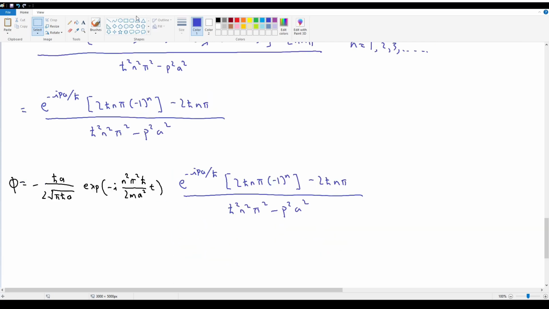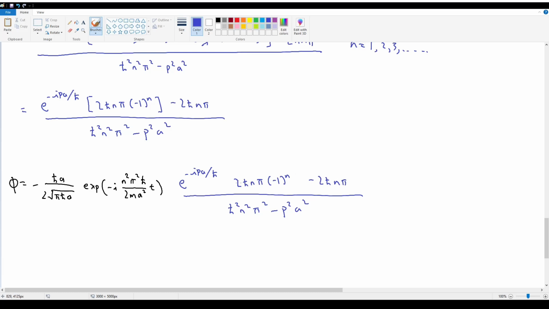now we have some more simplifying to do. Immediately, I see that we can take this 2 h bar n pi, and also let's get rid of these brackets because this is no longer a multiple term expression. This is now just e to the negative iPA over h bar times 2 pi n h bar times -1 to the power of n minus 2 h bar n pi. Right?